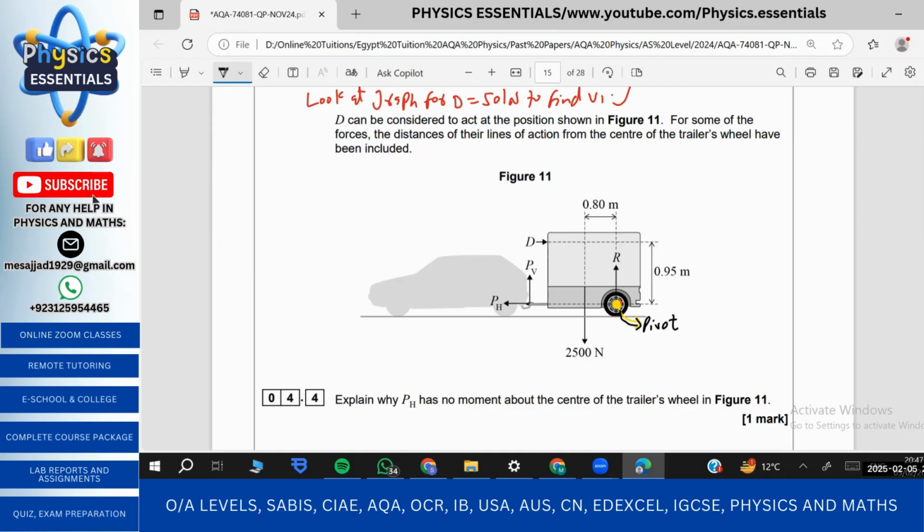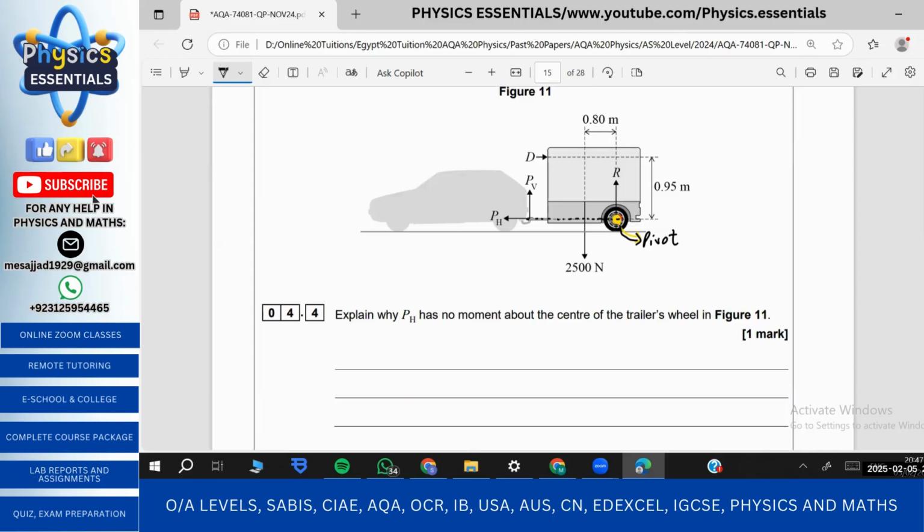So you can see that the line of action of PH is passing through the pivot point, right? And whenever the line of action of a force passes through the pivot, its moment becomes zero. Or you can say, in other words, that this PH is actually parallel to the moment arm, and moment is equal to what? Moment means r and F. They have to be perpendicular to each other, right? Either the moment arm is perpendicular to force or the force is perpendicular to the moment arm. So moment arm here is actually this one and force is actually this.